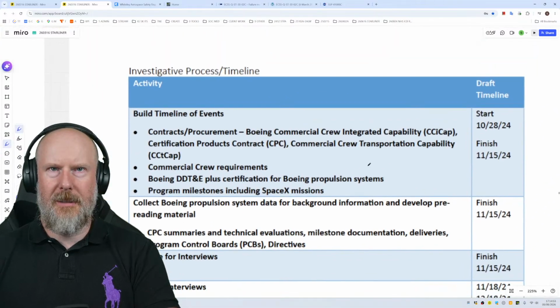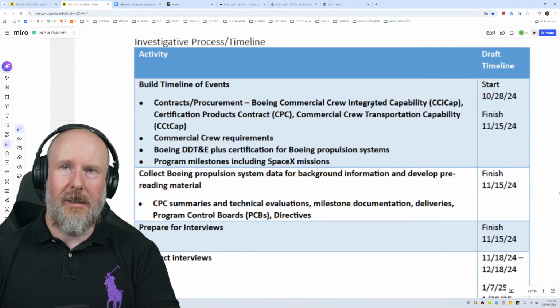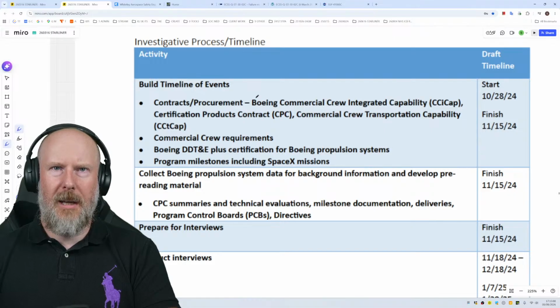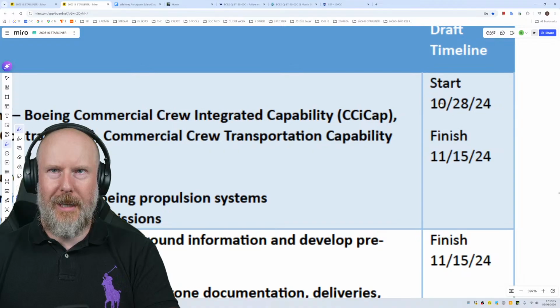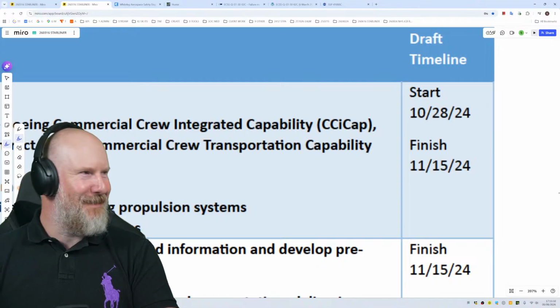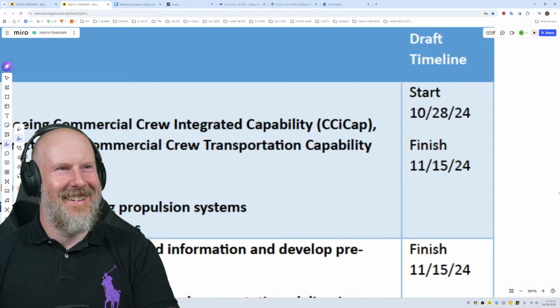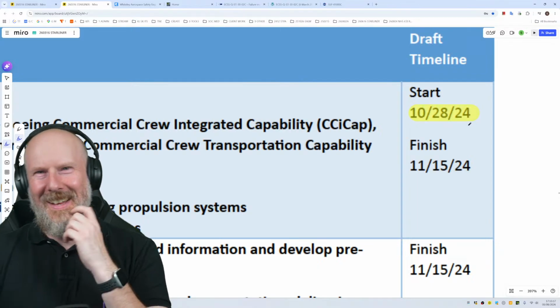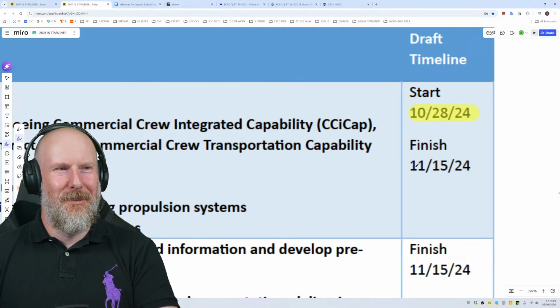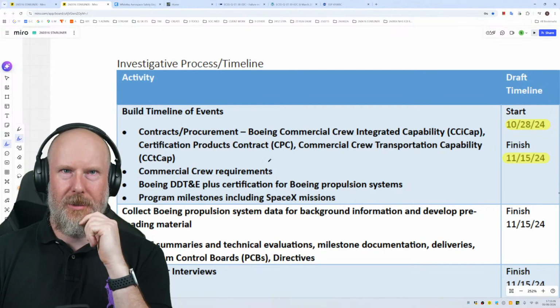So investigative process timeline. See, this is handy. This is helpful. I like this. Build timeline of events. Start the 10th of the 28th month. Everyone, tell me in the chat what month is the 28th month. So October 2024, finished November 2024. So that was two weeks. So they took two weeks to build the timeline of events.